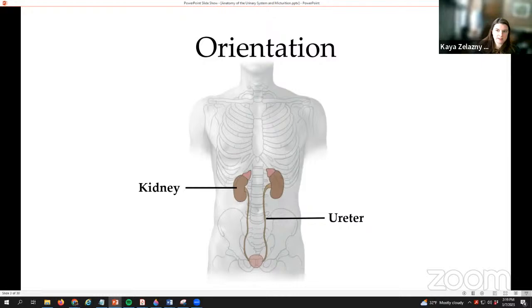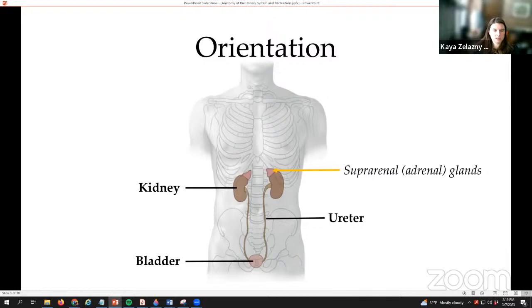Now, sitting on top of the kidney, we see a structure that's not technically part of the urinary system, but I do want you to know it's there. Okay, so here we see our suprarenal or adrenal glands, which we've talked about as we talked about our sympathetic nervous system and our endocrine system. They're called suprarenal because we'll see this word renal a lot throughout our slides today and ongoing. Renal means kidney. So suprarenal, superior to the renal system.